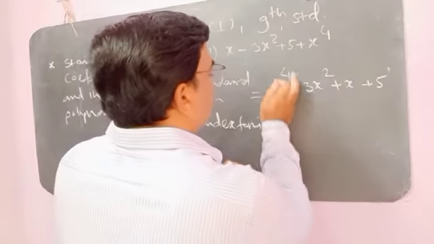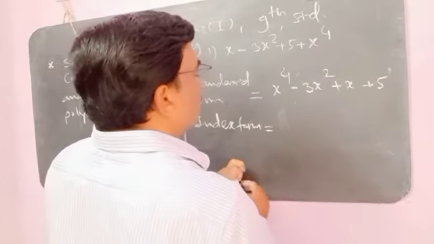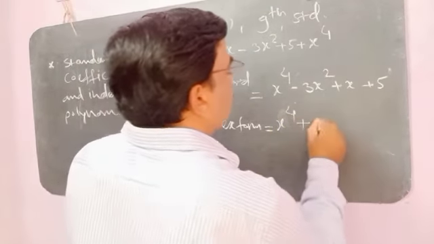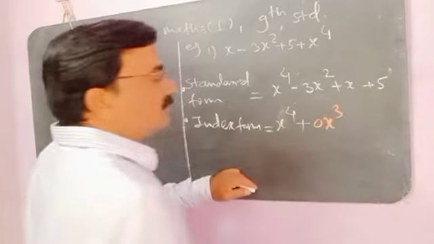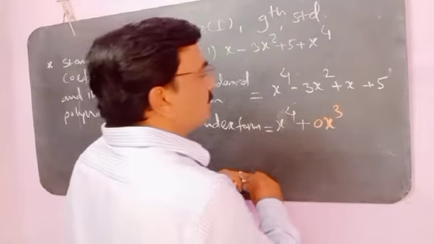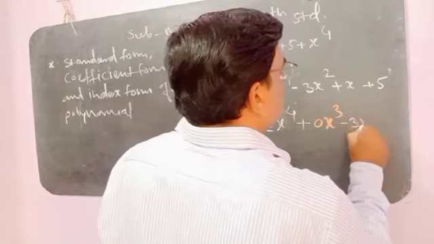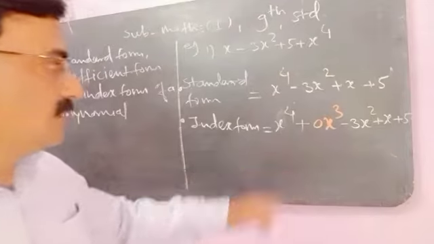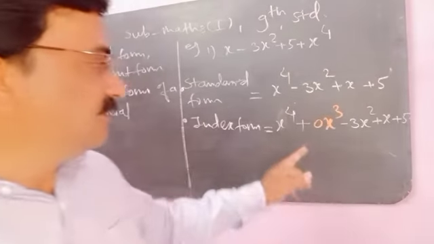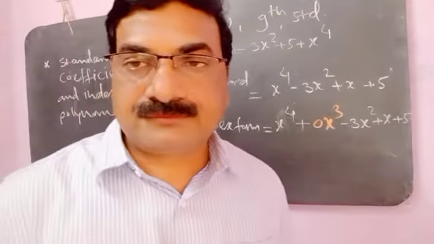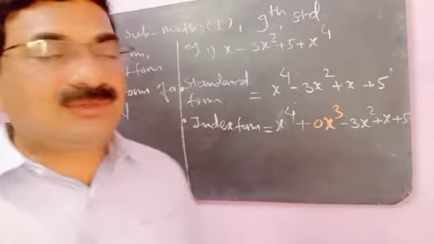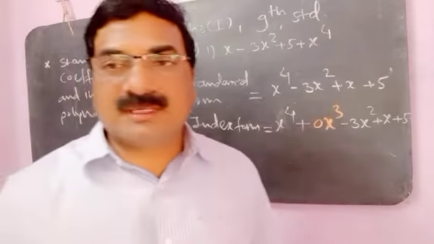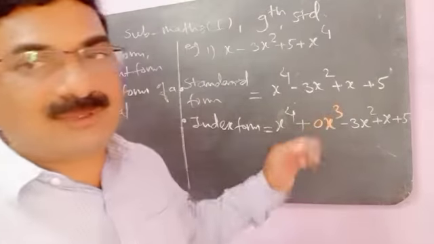x raised to 4 plus 0x raised to 3. This is the missing term. 0x raised to 3 is the missing term. Minus 3x square plus x plus 5. This is the index form of a polynomial. This 0x cube is the missing term. It is not there, but if we take the coefficient 0, then the total term becomes 0 again. That is why it does not make any effect on the polynomial.